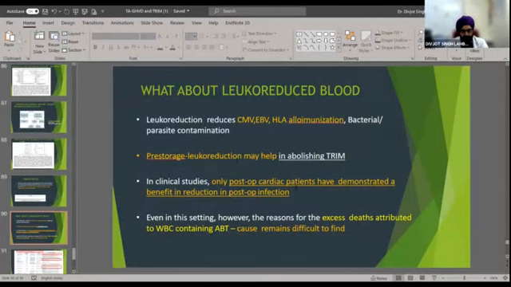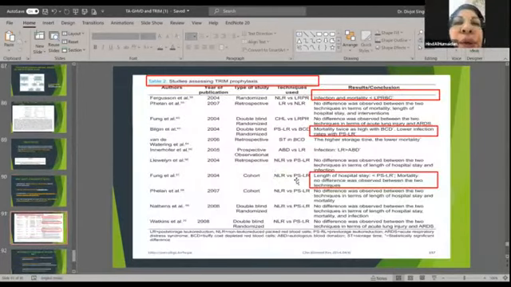Pre-storage leukoreduction. Please conclude, Dr. Lamba. Conclude your talk. Just 2 minutes.